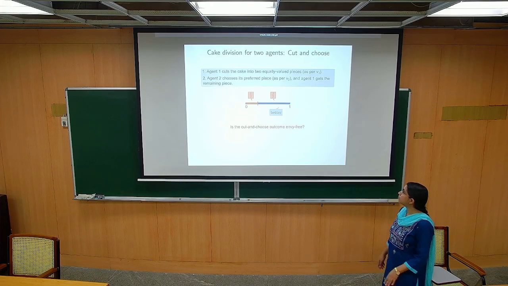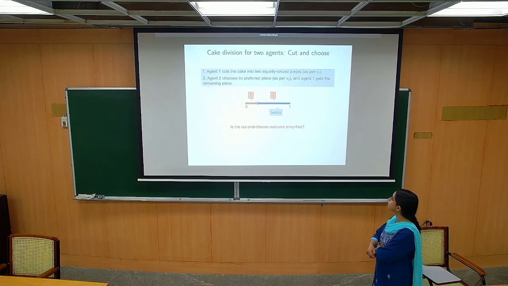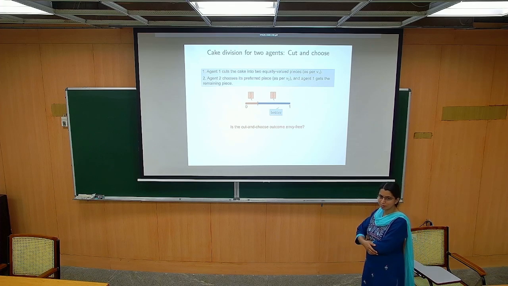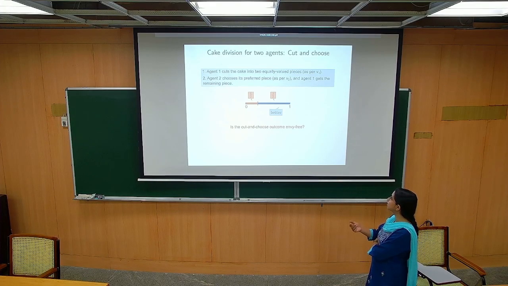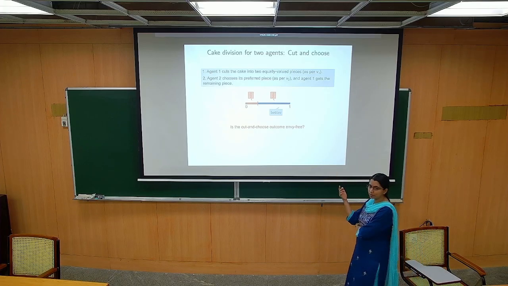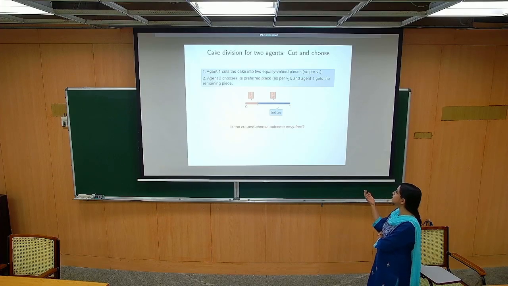Okay, so the simplest thing is when there are two agents. This is called a cut and choose protocol. I think this we also implement in our own daily lives. One agent does the cutting. So agent 1 cuts the cake into two equal valued pieces according to her. Because these are equal valued, agent 1 is happy with either of them. And then agent 2 just chooses the better of the two pieces in her view.